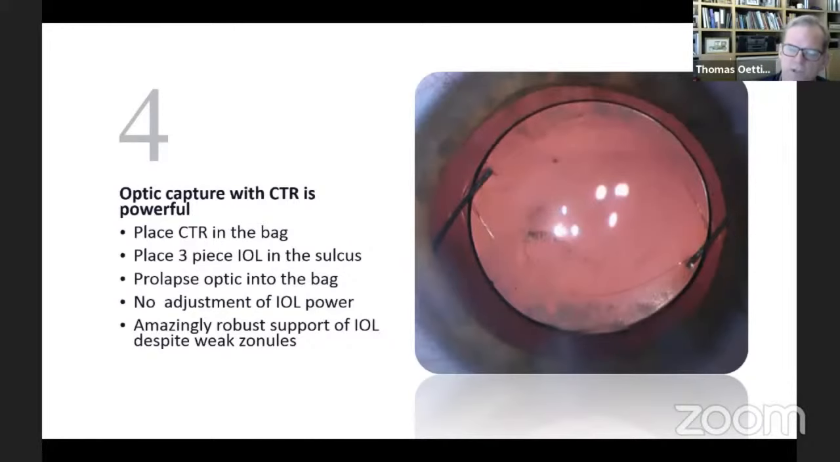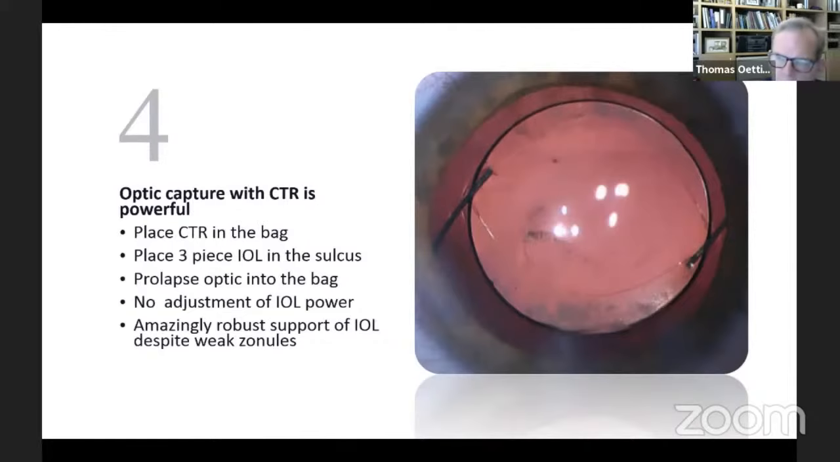So the combination of optic capture with a capsular tension ring in the bag is really a powerful way to secure a lens with weak zonules. And I've been shocked over the years at how useful this can be and about how much zonular weakness you can still have with this technique holding the lens secure. So the idea, of course, is you're gonna put the haptics in the sulcus, you're gonna prolapse the optic posteriorly into the bag and secure the lens. And I'm gonna show you some examples of that in just a second.